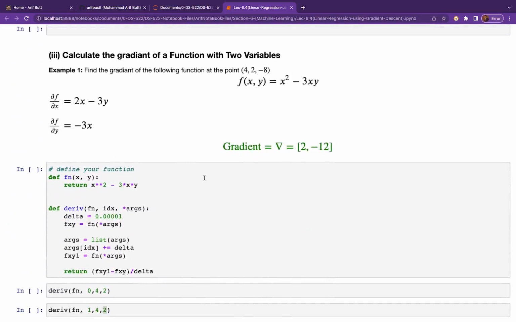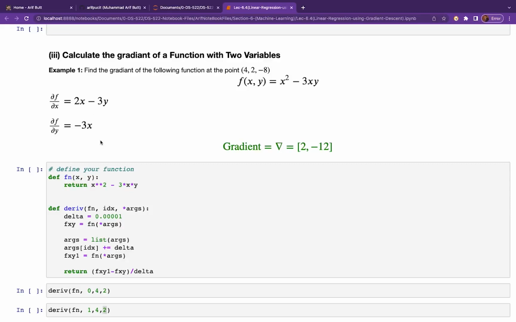My dear friends, let me finally calculate the gradient of this function x squared minus 3xy at point x equal to 4, y equal to 2. One way is to calculate the partial derivatives using differentiation rules and substituting values of x and y. So if I substitute the values over here, the gradient comes out to be 2 and -12.